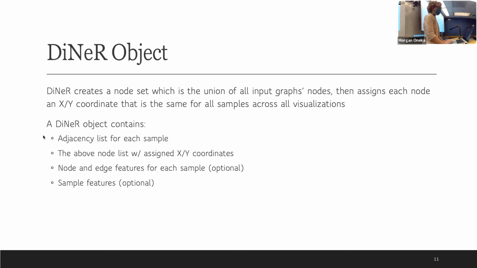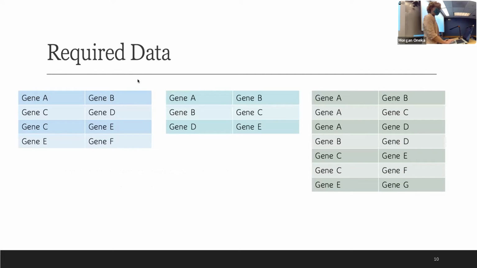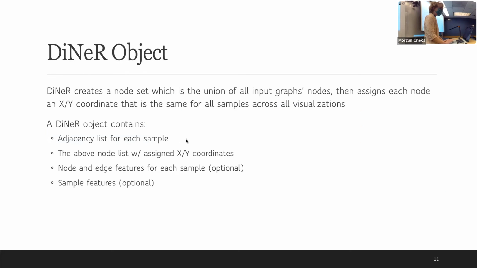And then we also have our adjacency list for each sample. Basically these data frames that I talked about earlier, we keep so that we can refer back to them. That's what's included when you first create this object, and then there are additional functions you can call to assign node and edge features or individual sample features, and that gets saved as well.